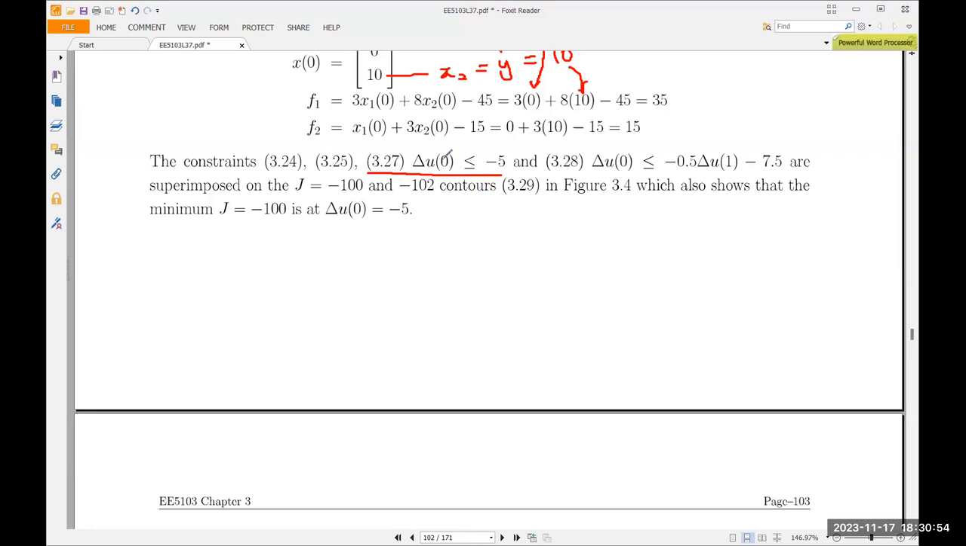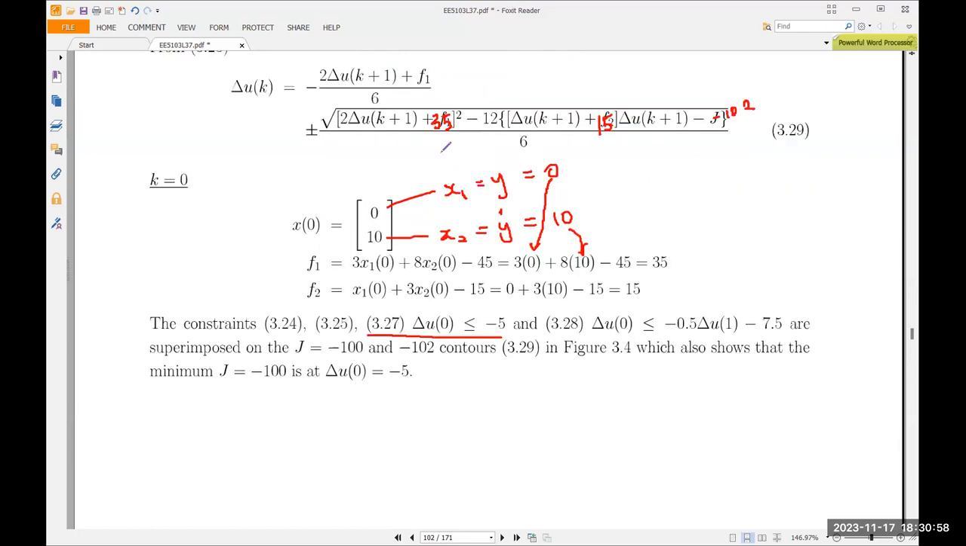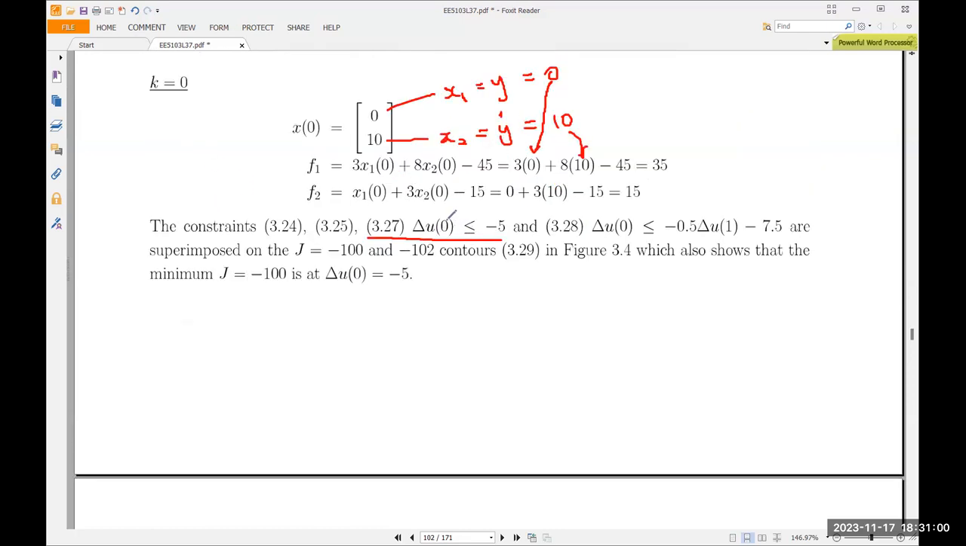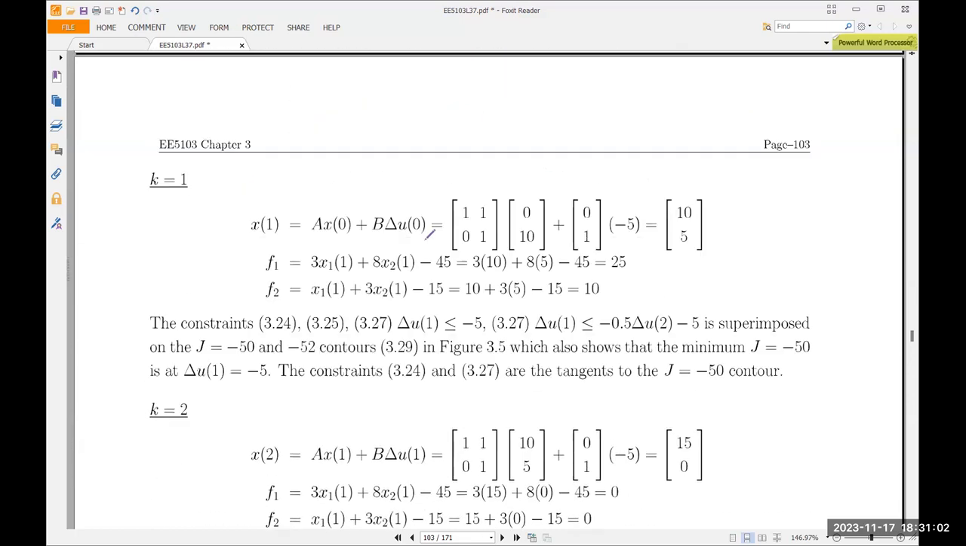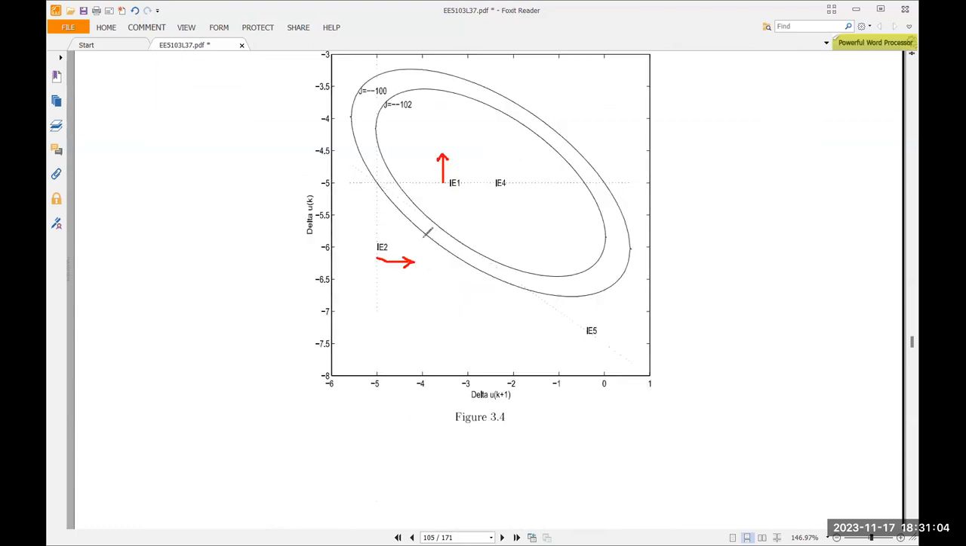So delta 0, because this is K, now we are considering K. So this is UK must be less than minus 5. So I look at delta UK, which is here, less than minus 5. Delta UK less than minus 5. Minus 5 is this line. So inequality 4 says that it must be below. Okay.